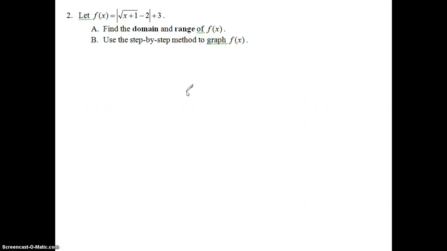I'll give you a second to read the problem. Alright, so let's go ahead and find that. You know what, I really should have done is flip these around. We should have graphed it first and then found the domain and range. So let's do that. Let's graph first and then find the domain and range. We're going to use step-by-step graphing.